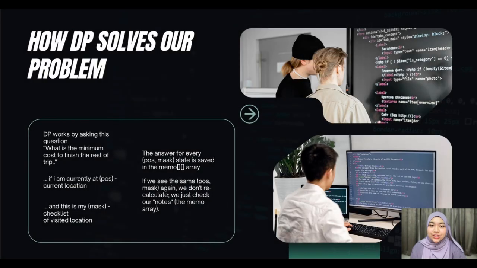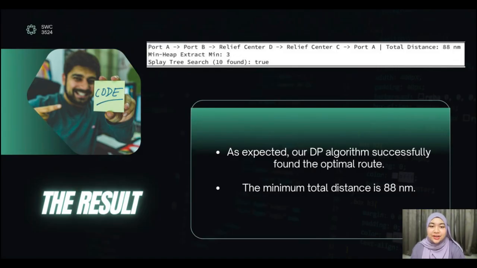Now, I'll quickly show my screen. This is the DP implementation. This helper method is the brain that uses memoization, and this controller method sets it up and kicks off the final path. As you can see, when I run the program, the DP method successfully finds the optimal route, and the total distance is 88 nm, which matches the project requirements.